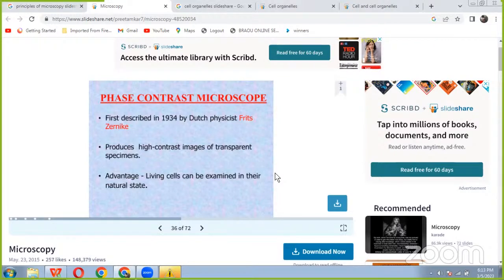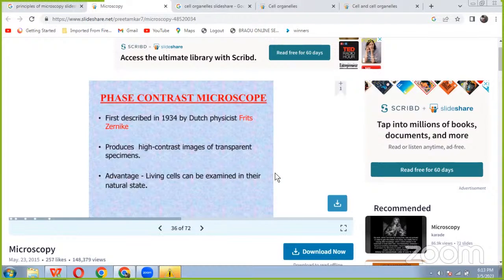The phase contrast microscope was described by Fred Zernike in 1934. What are the main advantages of the phase contrast microscope? Especially, we can examine living cells. We examine the living cells in their natural state. These are the main advantages.